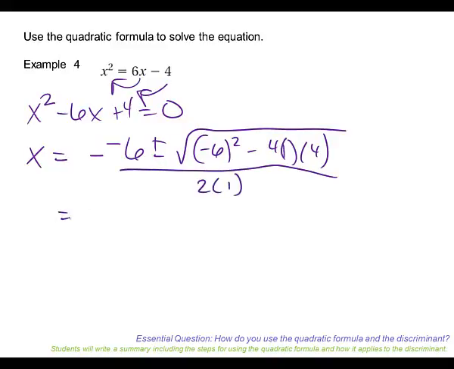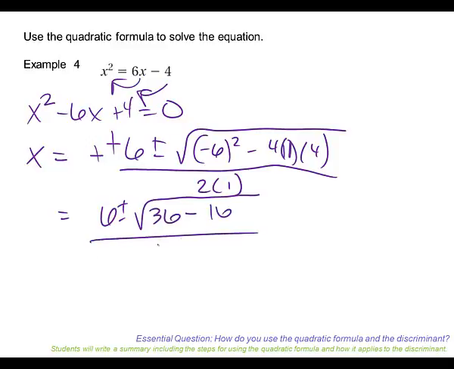All right. Double check what I wrote down. Do you agree with it? Yes. This is a 1 in here. Do we agree with it? Yes. All right. Double negative is going to go what here? Positive. Good. So we've got 6 plus or minus square root of what? 36 minus 16, all over 2.